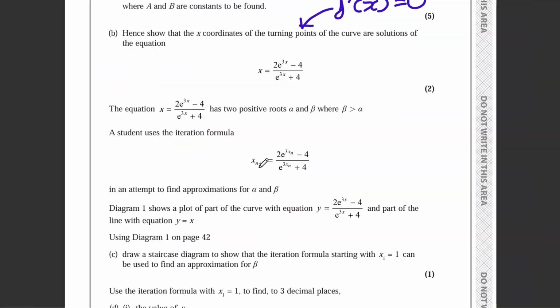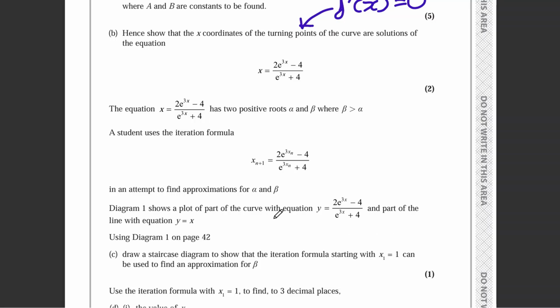Okay, so for part C, we're told that the equation which we found in part B has 2 positive roots, alpha and beta, where beta is bigger than alpha, and we're going to use this iteration formula in order to find an approximation for alpha and beta. So we're talking about diagram 1 that shows a plot of part of the curve of equation y is equal to this equation here that we found, and part of the line of equation y is equal to x.